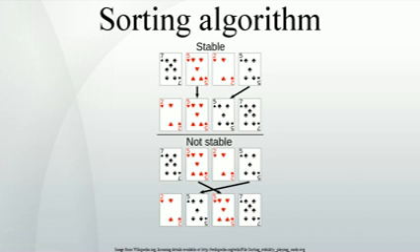Efficient implementations of quicksort, with in-place partitioning, are typically unstable sorts and somewhat complex, but are among the fastest sorting algorithms in practice.